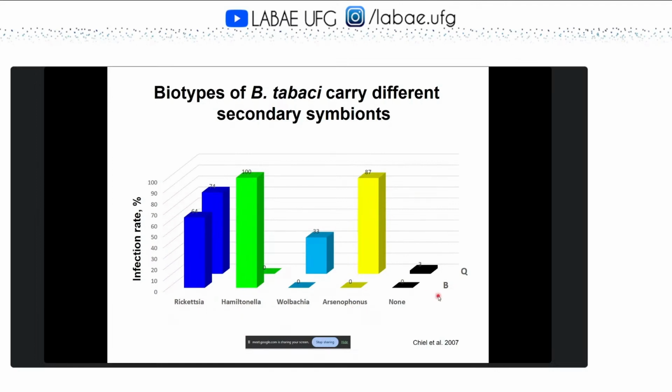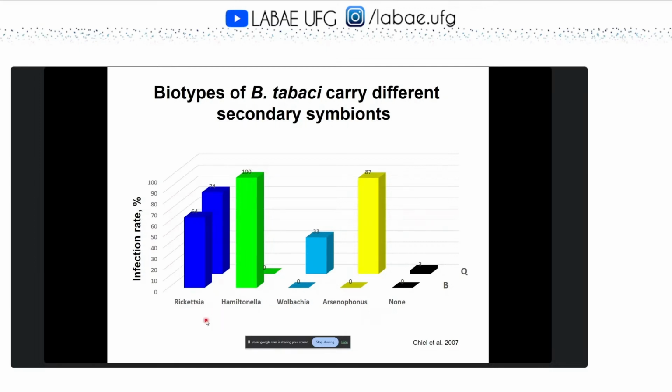So we have two species. We used to call them B and Q species. Now they have different names, but I will just use B and Q because it's easier. And you can see that they are not evenly distributed. For example, this symbiont, this bacteria called Hamiltonella, is found only in the B species. Wolbachia and Arsenophonus are found in the Q. Rickettsia is found in both species. And this is a survey done on individual whiteflies collected in different areas in Israel by PCR.